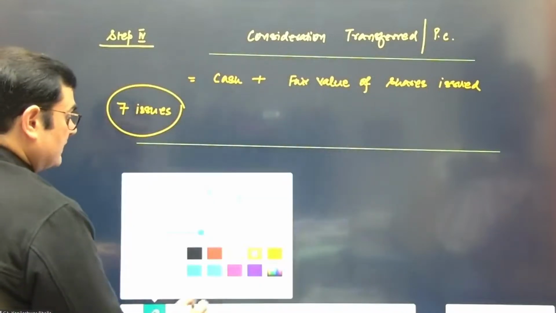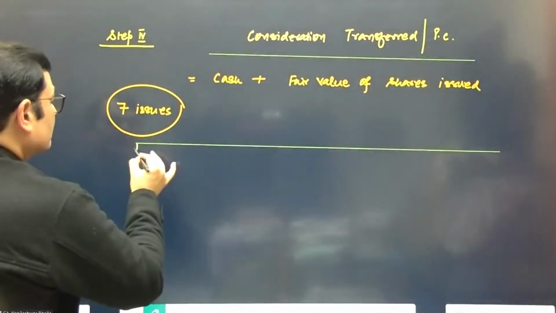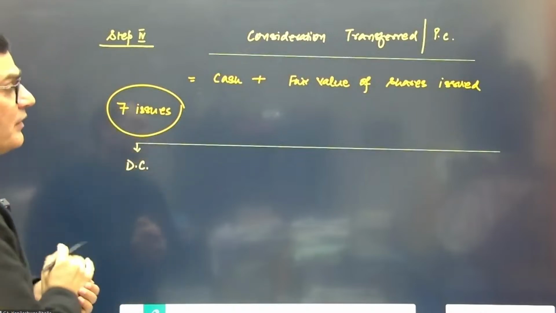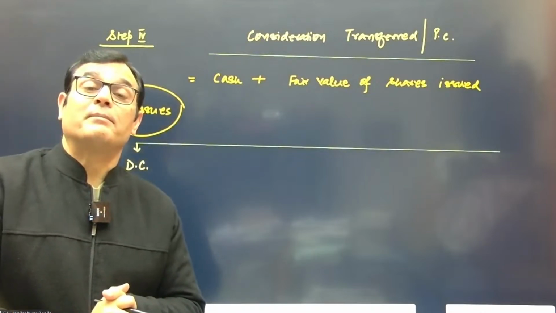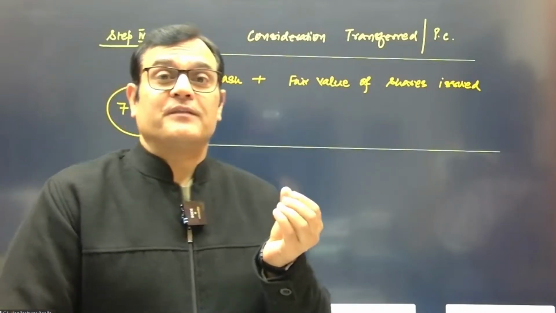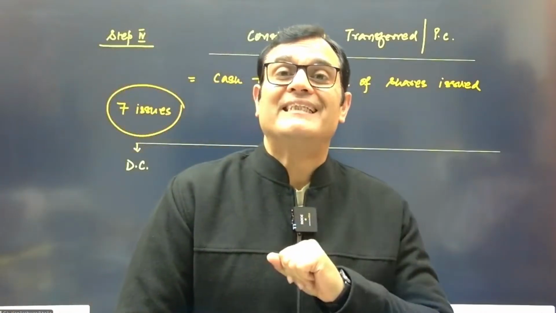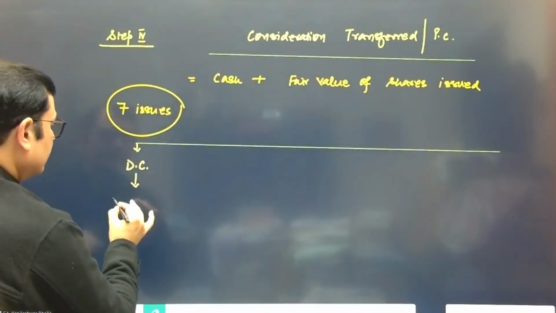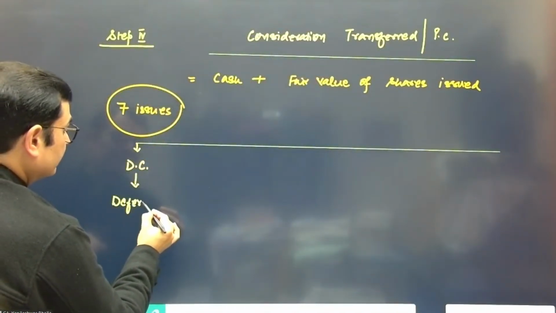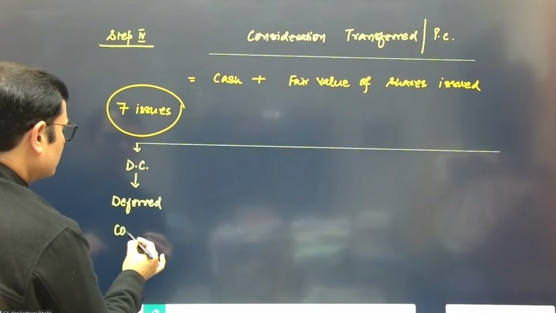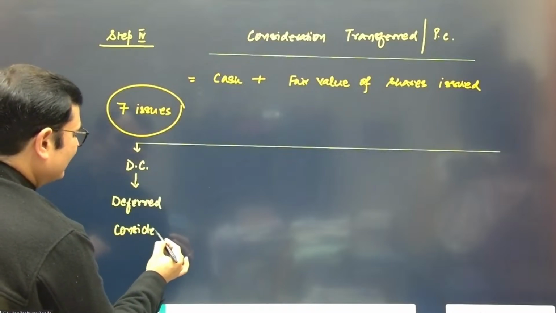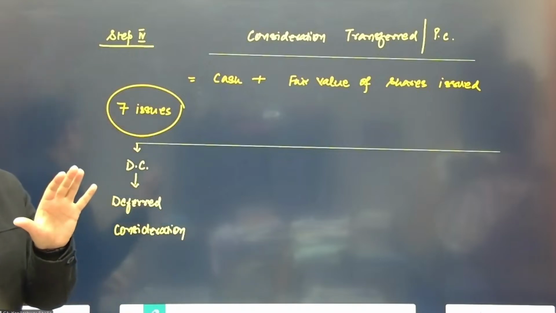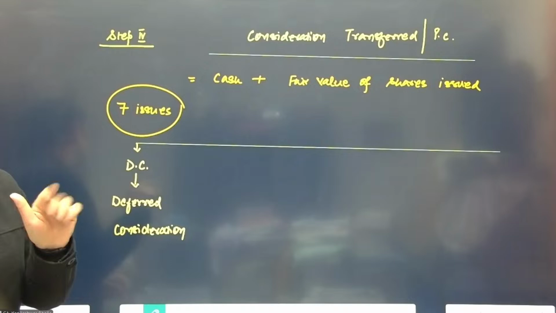So as far as these 7 issues are concerned, the first one is what I call DC. For easy remembrance, I call it a DC. I'm also going to map the inputs of 7 issues in your mind. So the first one is called a DC, a deferred consideration. Let's not get worried about what a DC is. We'll make a walkthrough on that. At the moment, the first issue is a DC, that is called a deferred consideration.